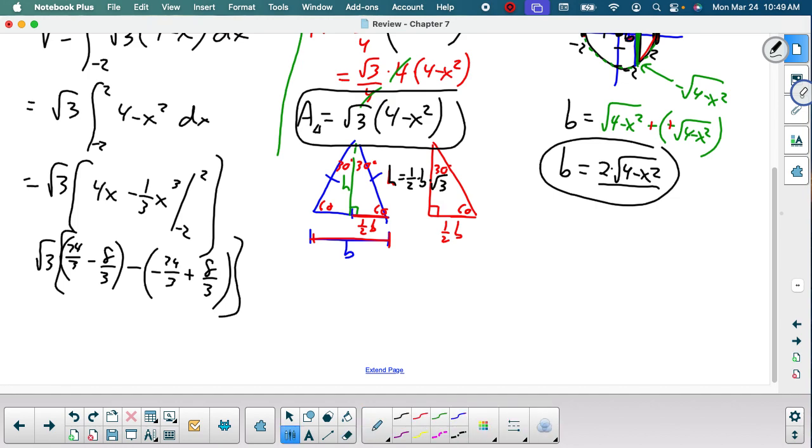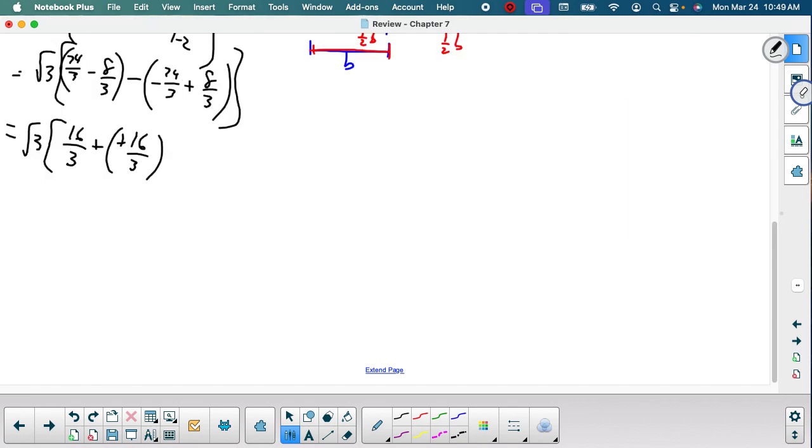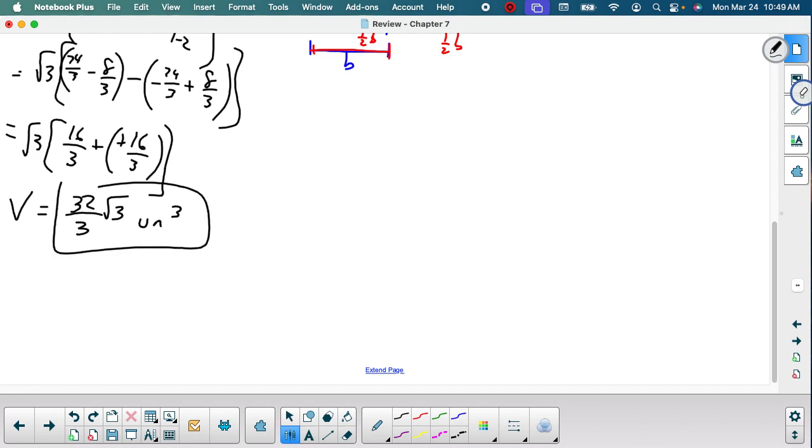And so at the end of the day, I have the square root of 3 times, over here I have 16/3. Then minus, over here I have -16/3. This turns into plus, and so what do I end up with? I end up with 32 over 3, and then I have my square root of 3 coming along for the ride. Units cubed is the total volume of all these equilateral triangles.